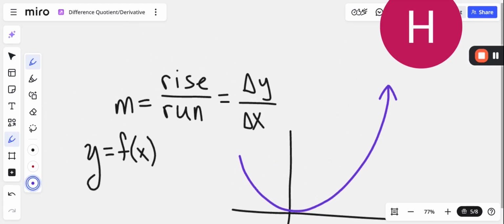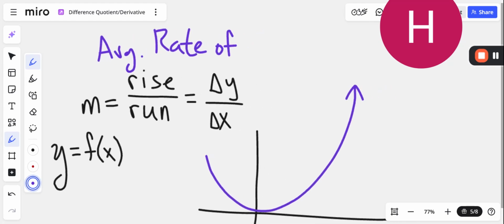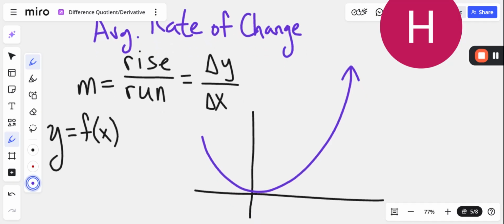Okay, so let's find the slope. This is like the average rate of change, right? Some people call it AROC. In fact, that's what the last video was about. It was about the average rate of change. Just a reminder on how we calculate the average slope, or the average rate of change between 2 points.